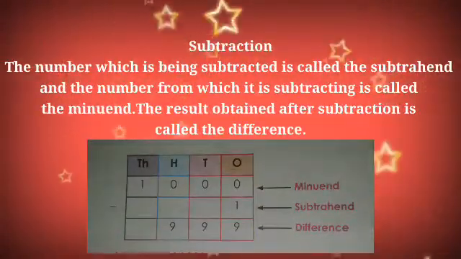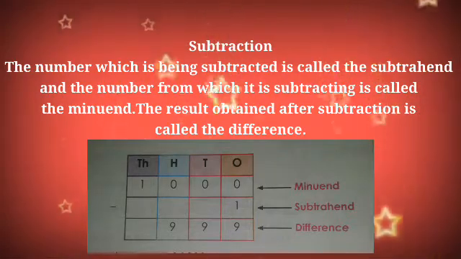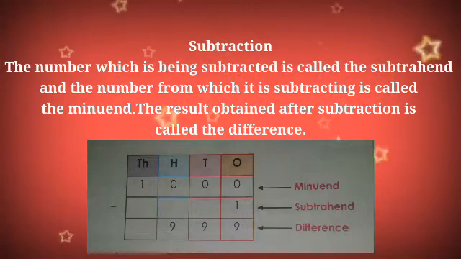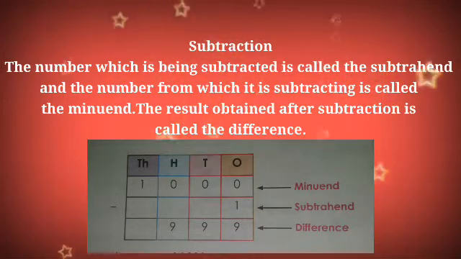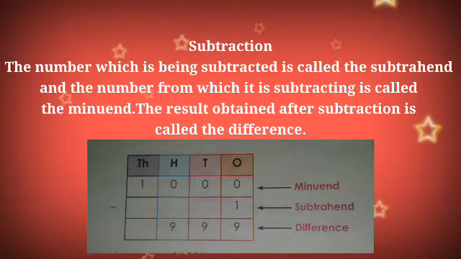Subtraction. The number which is being subtracted is called the subtrahend, and the number from which it is subtracted is called the minuend. The result obtained after subtraction is called the difference.